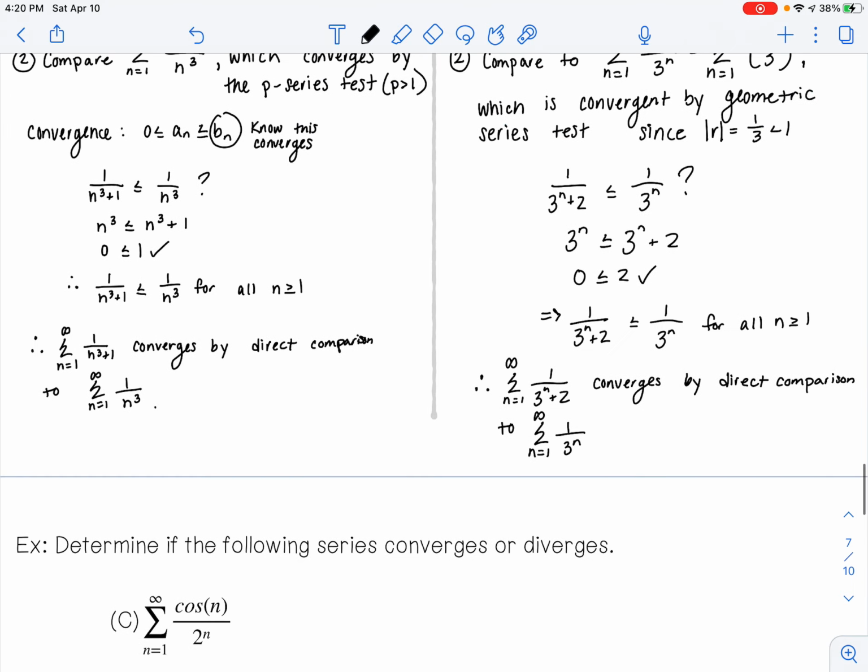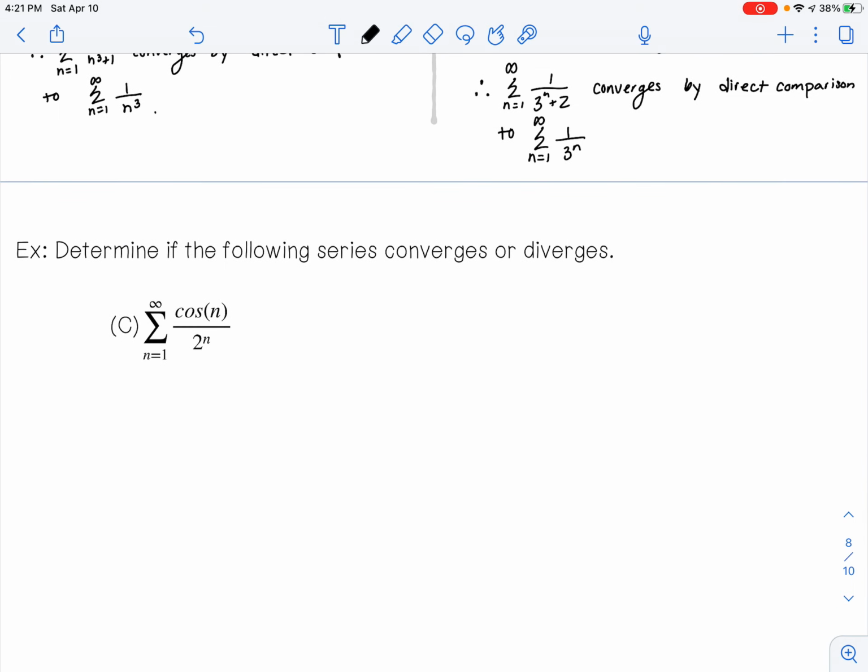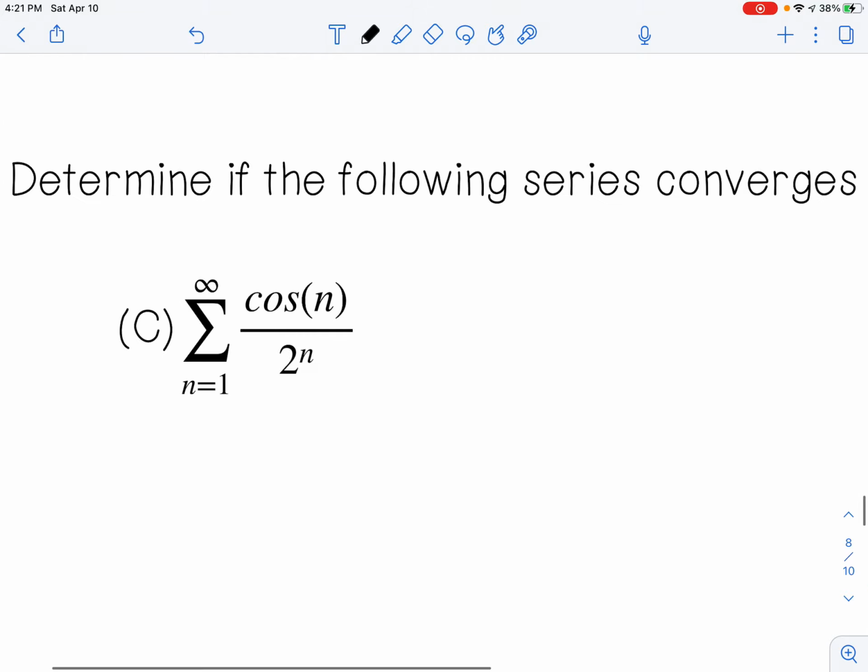Okay, so let's do one more example just because I feel like these can be a little tricky. So let's look at this. This looks a little different. We have cosine of n from 1 to infinity over 2 to the n. And actually, that should be n pi. That was a typo.